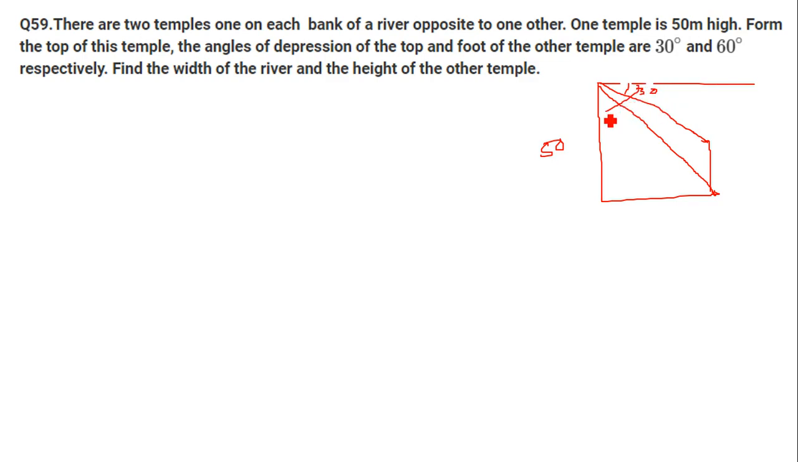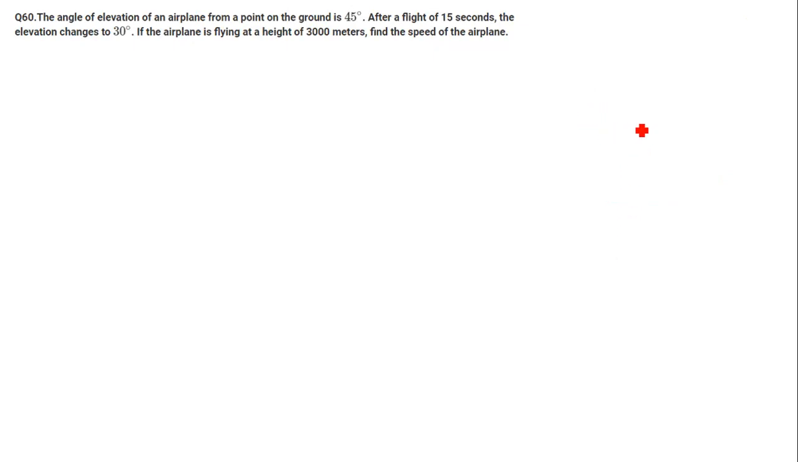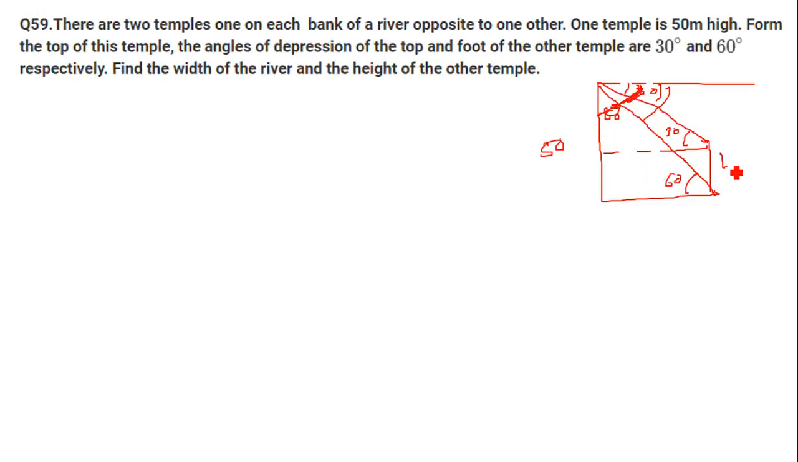That is, this is 30 degrees and this will be equal to 60 degrees. So this is 30 and this is 60. So this will also be 30 and this will be equal to 60. This whole is 50. Find the width of the river and the height of the other temple. So let us assume it to be say h. So when this is h, this will be 50 minus h. So this is the width of the river.